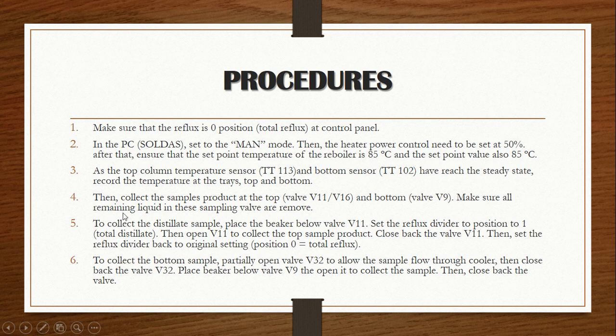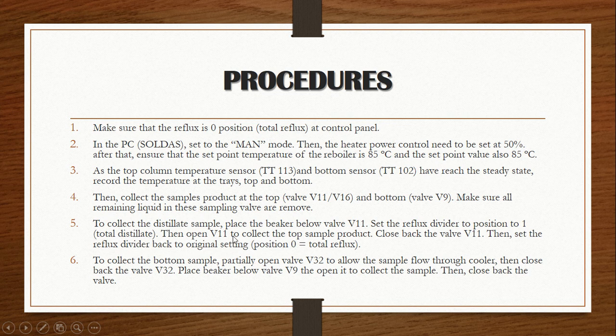We have to make sure all the remaining liquid in the sampling valves is removed, which is V11 or V16 and V9. Then we have to collect two products, which are the bottom and the distillate. To collect the distillate sample, we place the beaker below the valve V11 or V16. After that, we set the reflux divider to position 1, which is total distillate.